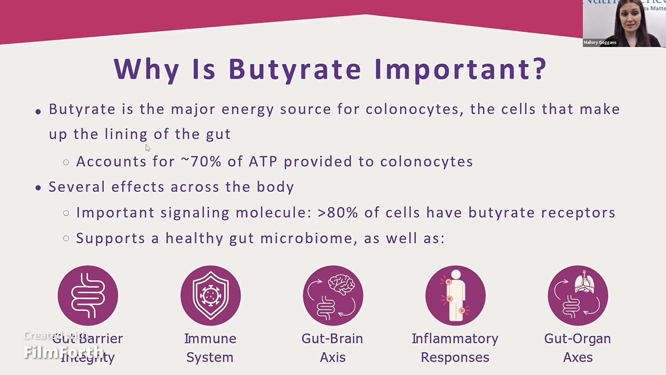There are also many other effects that butyrate can have. One is through its action as a signaling molecule. Many types of cells in our body have butyrate receptors on them. And so through this activity as a signaling molecule, butyrate can have an effect on gut barrier integrity. It helps encourage increased production of mucus and tight junction proteins to keep that barrier strong. It plays a signaling role in the gut-brain axis, as I mentioned, and in addition, many other gut organ axes. And it can help activate and regulate the immune system and inflammatory responses in the body.